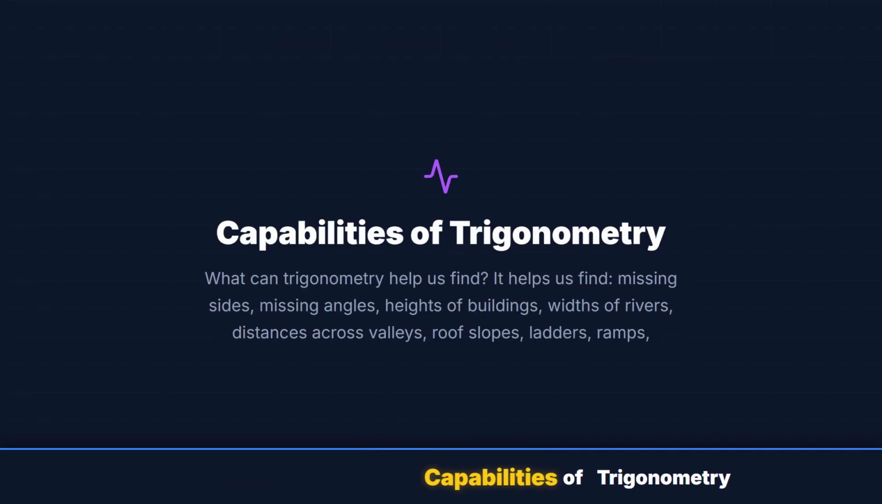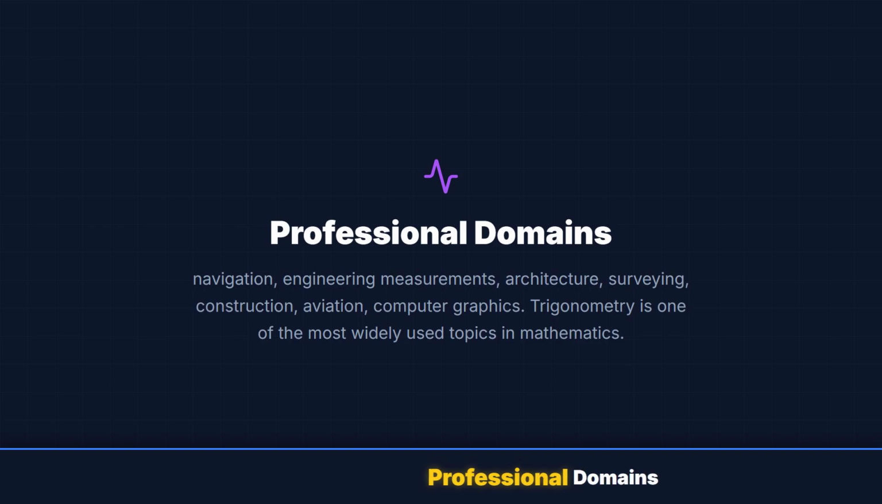What can trigonometry help us find? It helps us find missing sides, missing angles, heights of buildings, widths of rivers, distances across valleys, roof slopes, ladders, ramps. Navigation, engineering measurements, architecture, surveying, construction, aviation, computer graphics. Trigonometry is one of the most widely used topics in mathematics.